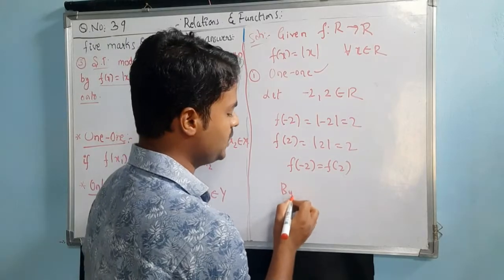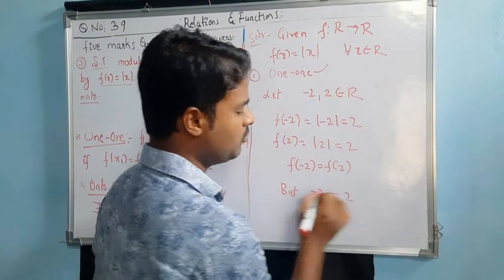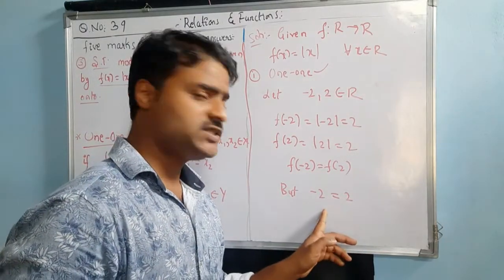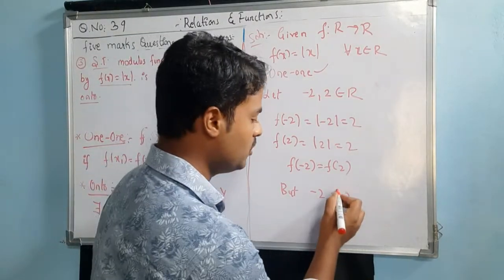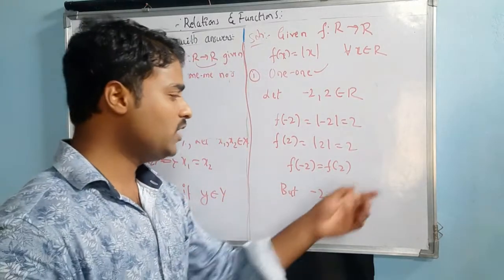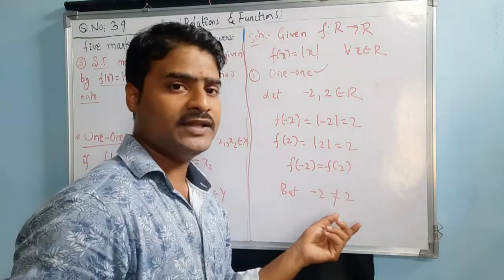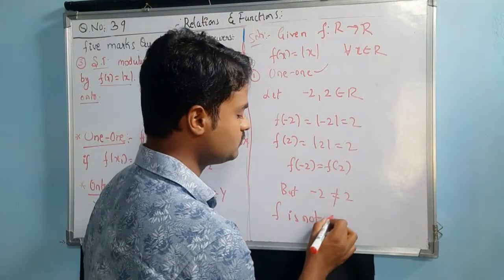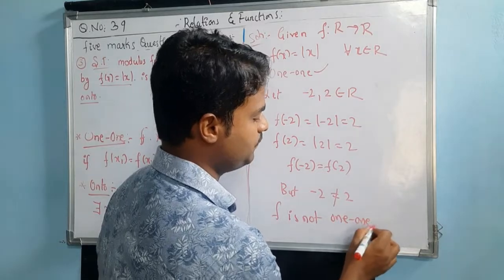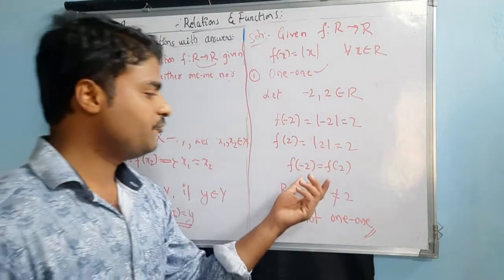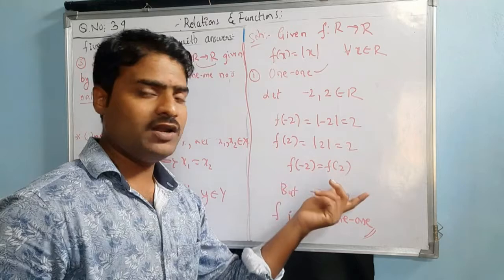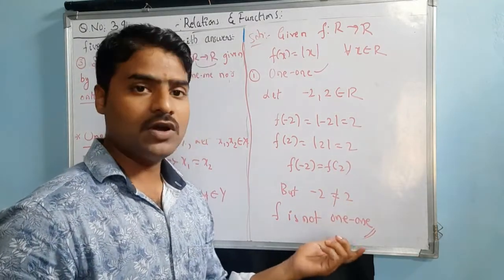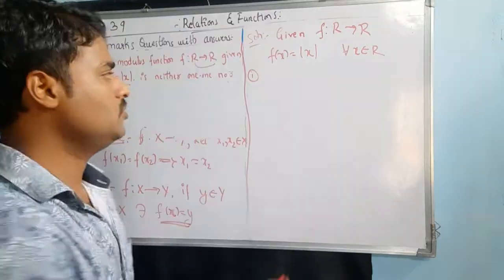But what about minus 2 and 2? Are they equal? No, because one is positive, another one is negative. They are not equal. So even though the function values are equal, the elements are not equal, so this function is not one-one. f of minus 2 and f of 2 are equal, but the elements minus 2 and 2 are not equal, therefore it is not a one-one function.